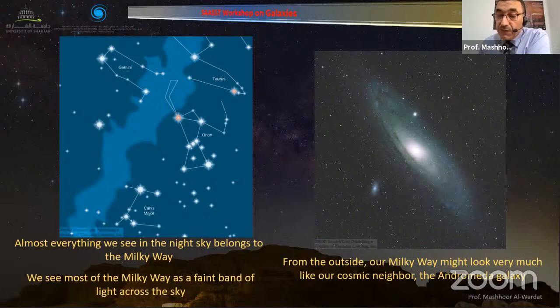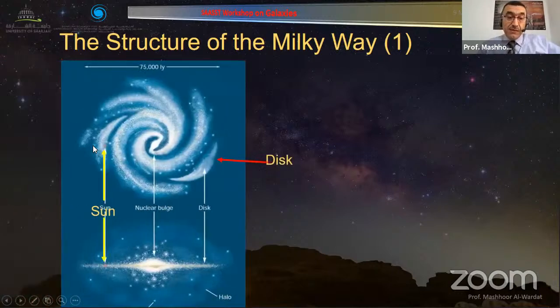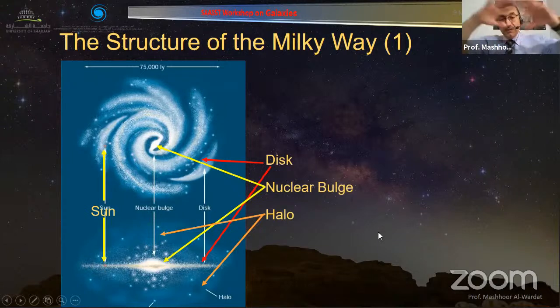From the outside, if we were lucky to see the Milky Way, we would see it like this. It might look like this one, which is Andromeda, the nearby galaxy. The structure of the Milky Way, as we said: we have here the Sun, and this is the disk, the nuclear bulge, and we have the bar here. You can see the bar, so it's SB. The classification of this galaxy is SB, and we have the halo around the disk, holding the disk.